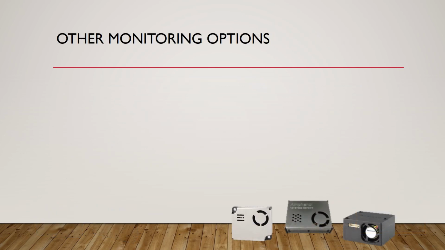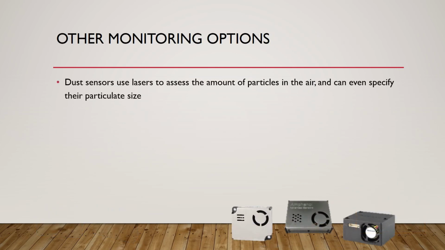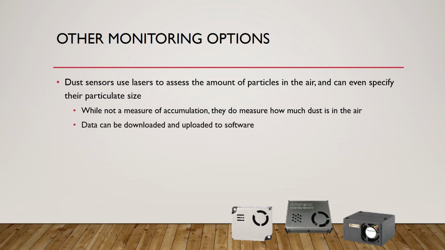Other options for monitoring dust are dust and particulate sensors. These sensors are placed in the desired location and use laser scattering to determine the amount of dust and which particulate size is present in the air. Data from these sensors can be downloaded and uploaded to software. These sensors are fairly affordable and start from $16, although some cost more with added options of connecting straight to a computer or having a USB port.